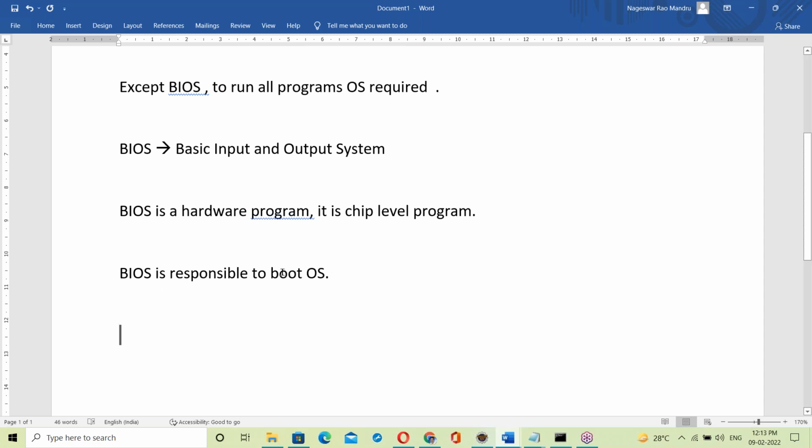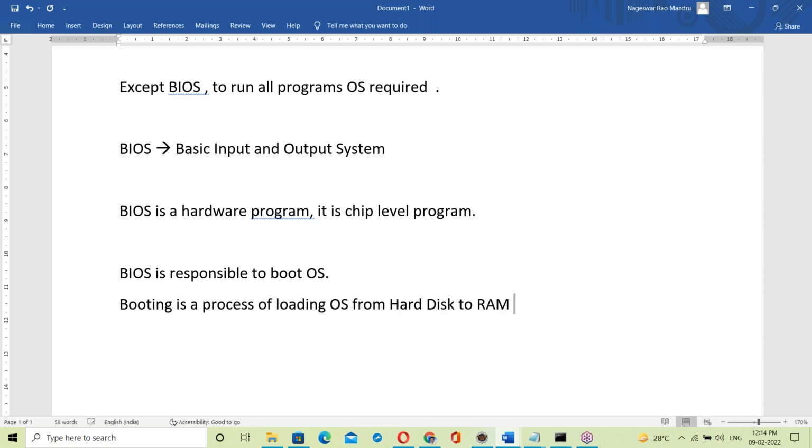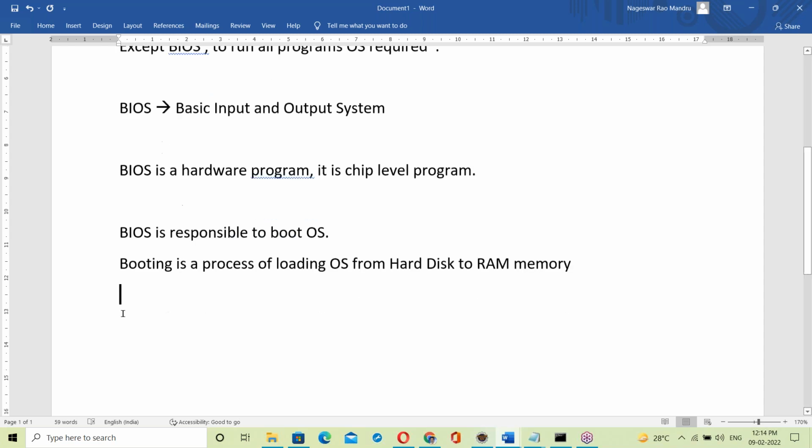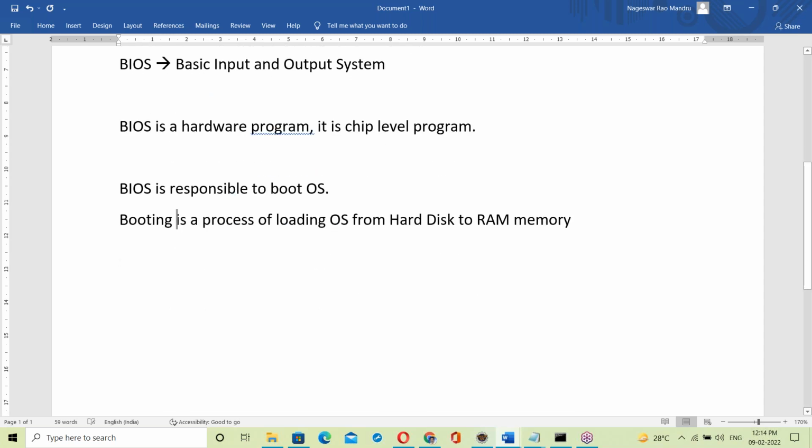What is booting here? Booting is a process of loading the OS from the hard disk to RAM memory. Hard disk to RAM memory. That is there.